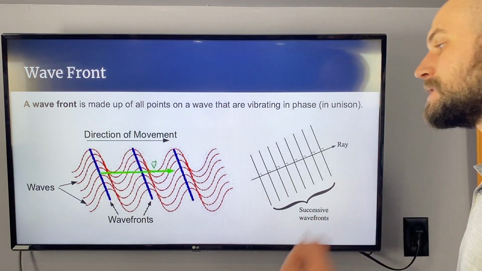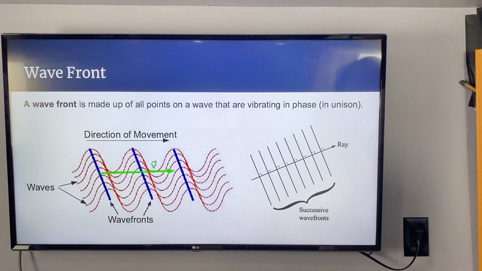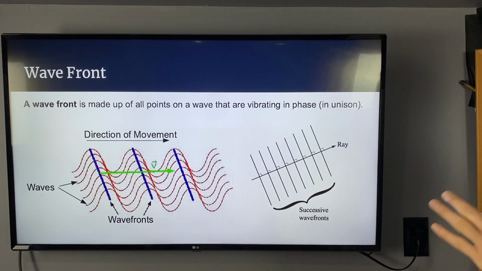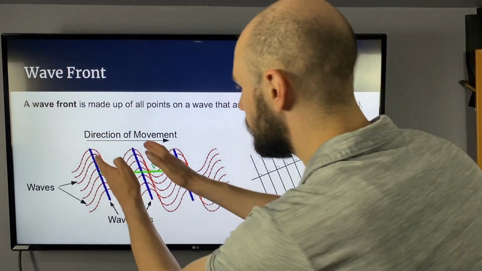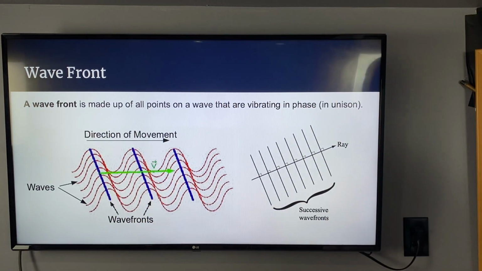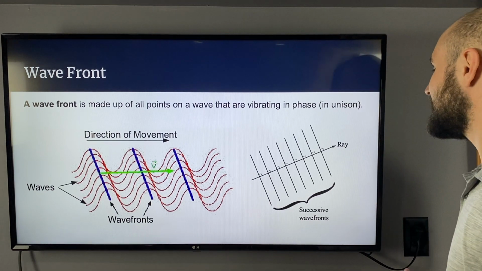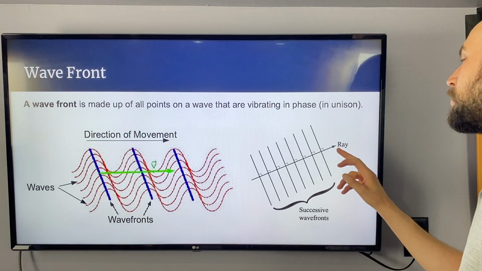This tool works for sound, works for light, works for water waves, but instead of looking at the individual wave itself, we can look at these fronts in order to see how the wave is moving through the universe. Okay, notice this word here. That's the next tool that we're going to be discussing, the wave ray.